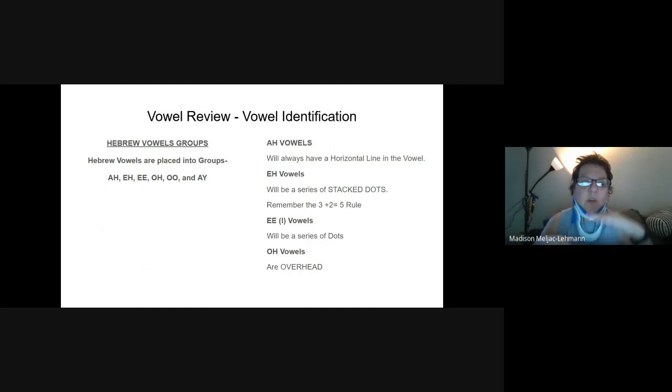So we have our A vowels that always have the line. We have the EH vowels, which are always sets of dots, and they're going to come in 3s, 2s, or 5s. The E vowels are a series of dots, and that's an interesting one. And then the O vowels are overhead. So there's kind of a vowel review, and then I'm giving you the vowel cheat sheet. So later on, if you don't know the vowel, you can come back to this one and say, where does this land in my cheat sheet? That's why I do that.